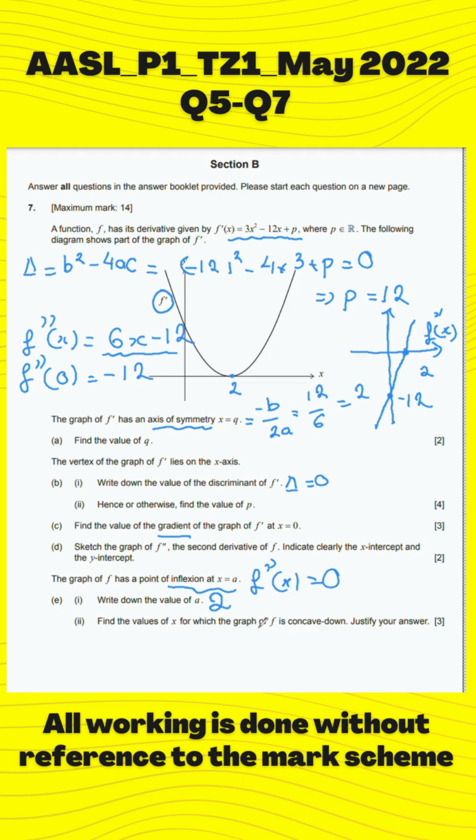Find x for which the graph is concave down. So concave down means the second derivative will be smaller than 0. So clearly we can see from here, when x is smaller than 2. Justify the answer. Okay, look at the graph of the first derivative. When x is smaller than 0, the first derivative decreases. So that means the function will be concave down.